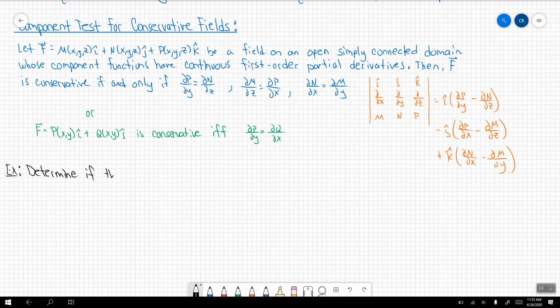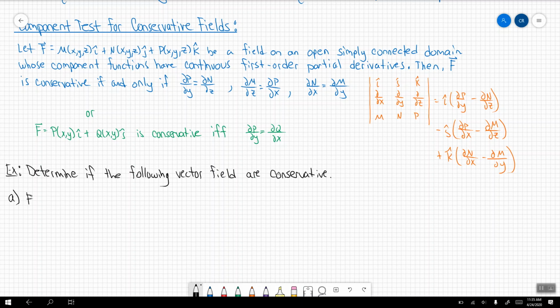Determine if the following vector fields are conservative. All right, so let's go with part A.